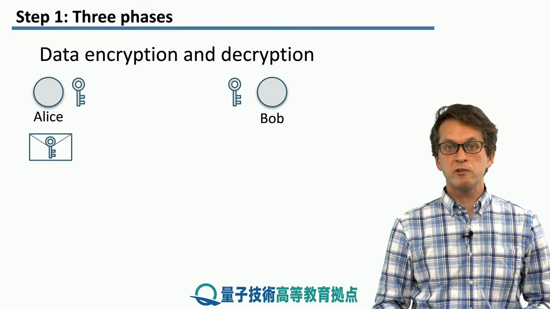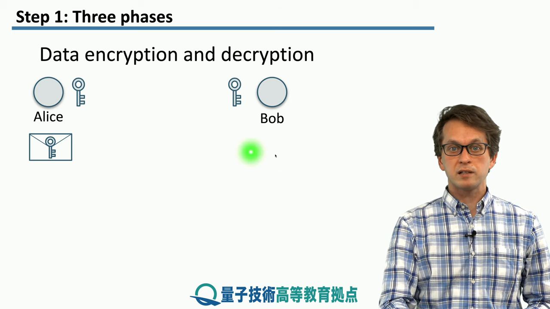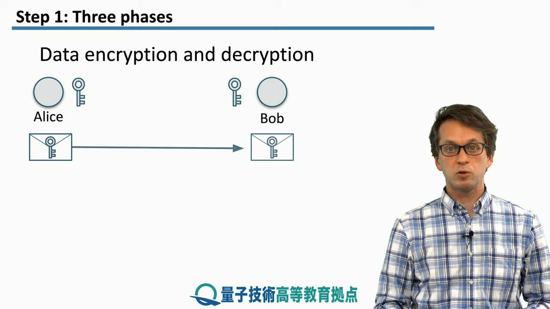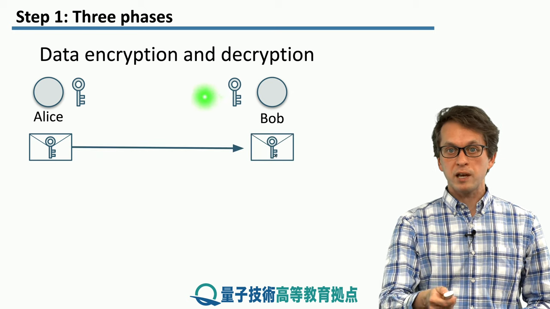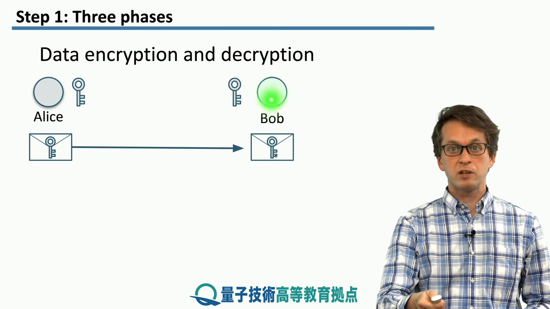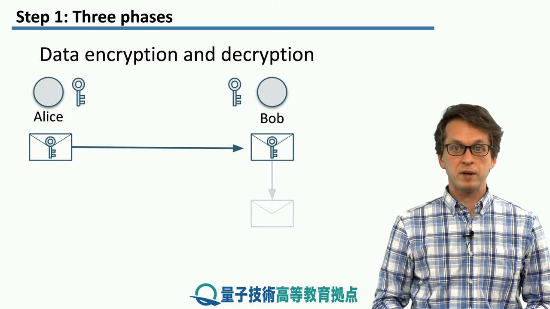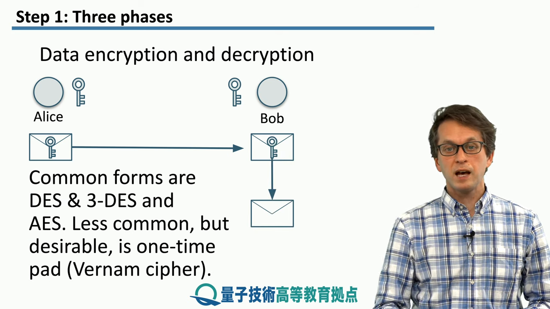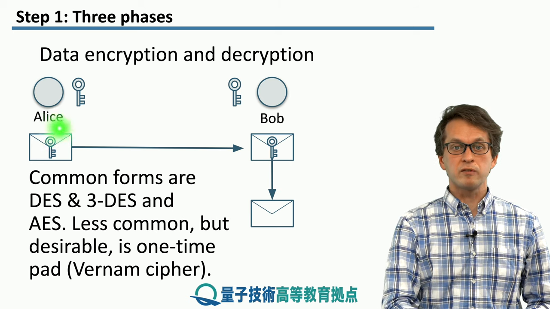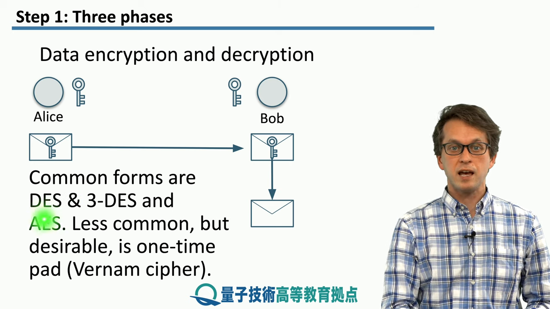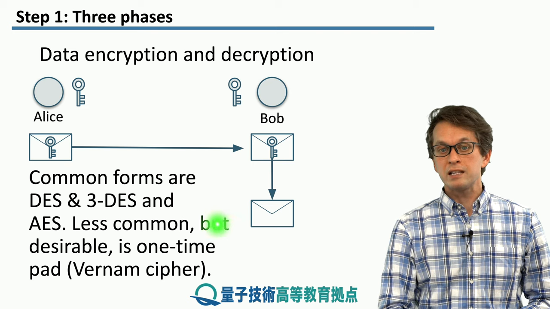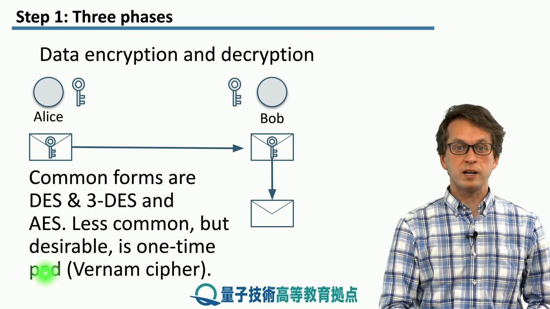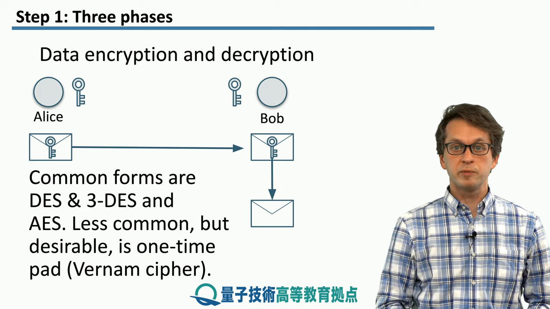So once the key is generated, Alice can encrypt her message with the key. She can send it to Bob, where Bob will use his part of the generated key to decrypt the message and read it. Common forms are the following: DES, 3DES, AES. A less common one is the one-time pad, and we will describe what the one-time pad is. Sometimes it's known as the Vernam cipher.